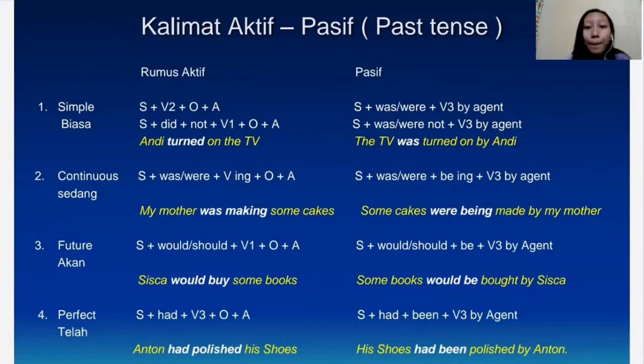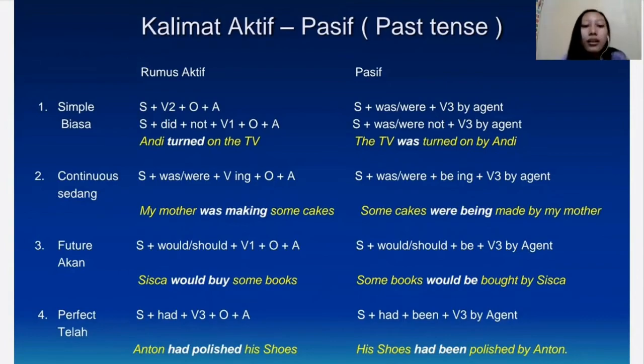if the sentence is simple past tense, we can use subject plus was or were plus verb 3 plus by agent. Example, Andy turned on the TV. We'll change to the TV was turned on by Andy. Second, past continuous tense, we can use subject plus was or were plus being plus verb 3 plus by agent. Example, my mother was making some cakes. It will change to some cakes were being made by my mother.